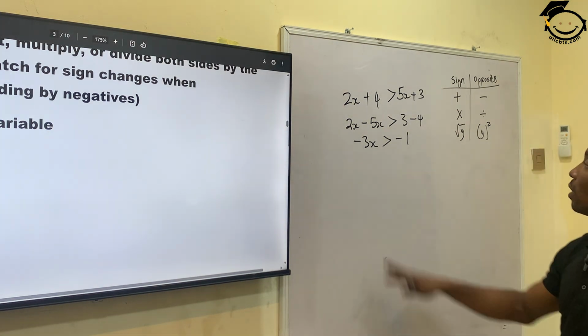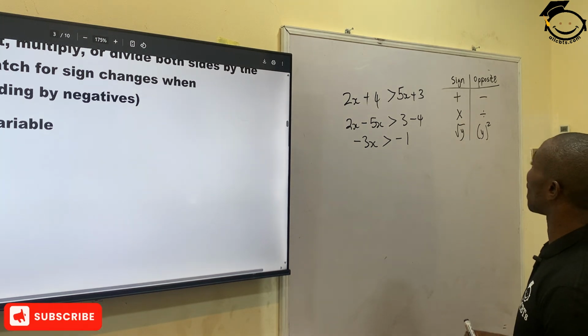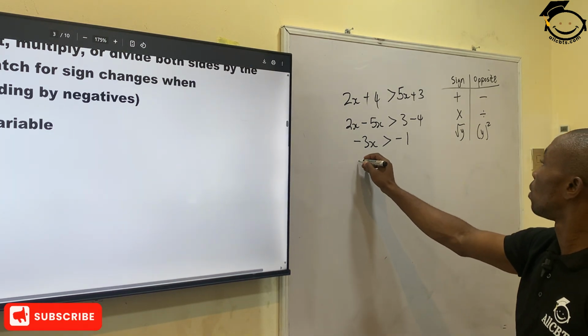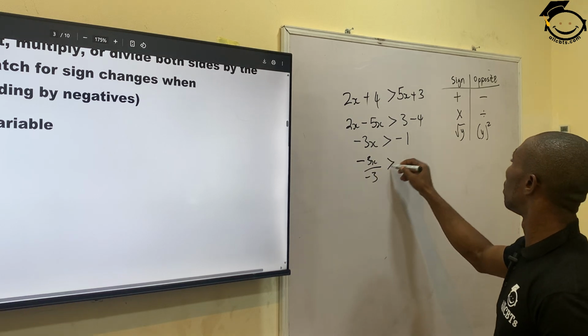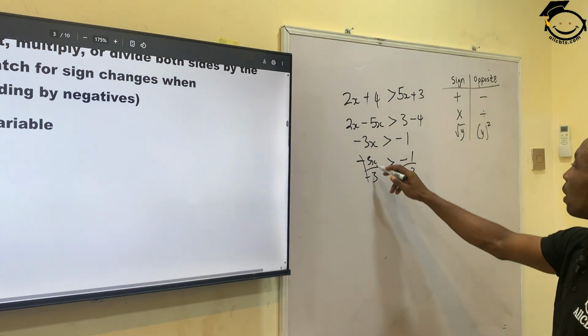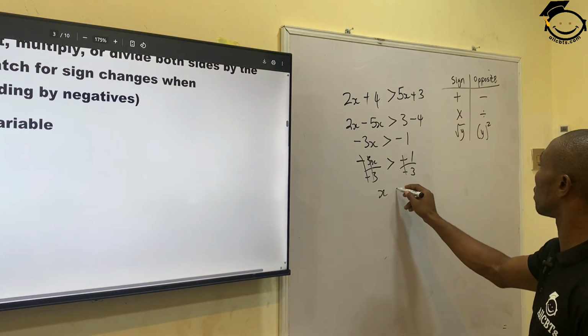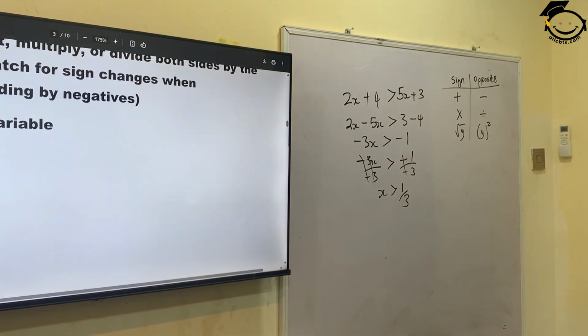Okay, so now we divide both sides by minus 3. If we divide both sides by minus 3, this will give us minus 3x over minus 3, minus 1 over minus 3. So our minus will cancel out, leaving us with x is greater than 1 over 3. Okay, now for this, our sign didn't change either. So let me look for a question that will change our sign. Okay, let me just explain it.